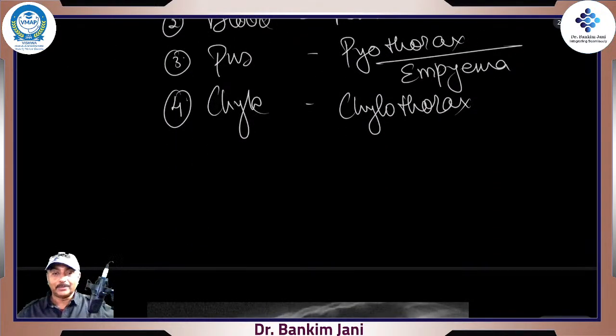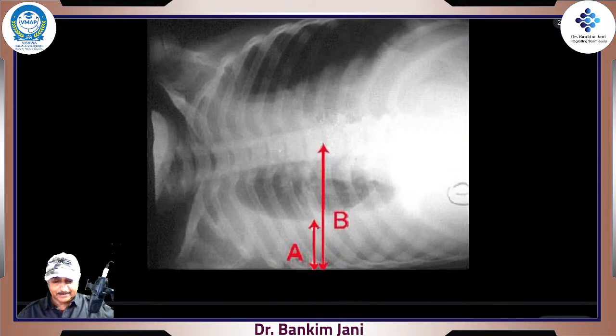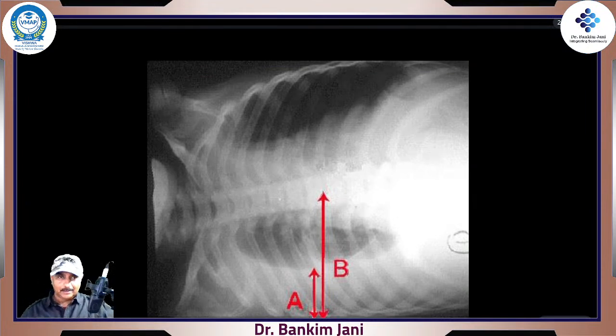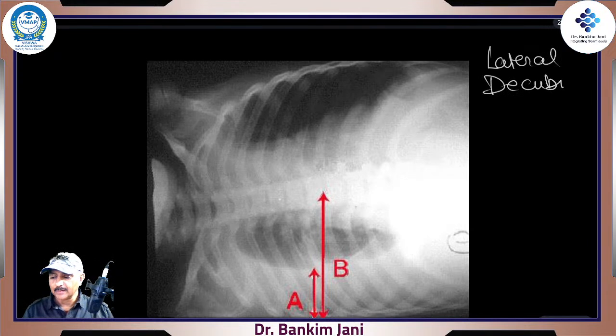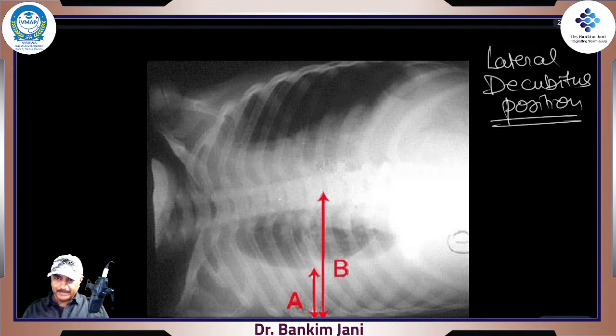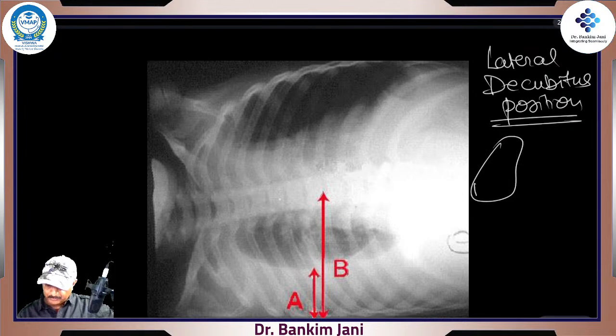Let's see those X-rays. Here it is, the first one. Why is the patient like this? This position is called lateral decubitus position. This is one of the best positions to detect pleural effusion at a very early stage. Let's see, when the pleural effusion is there, this angle is obliterated. That costophrenic angle is obliterated.